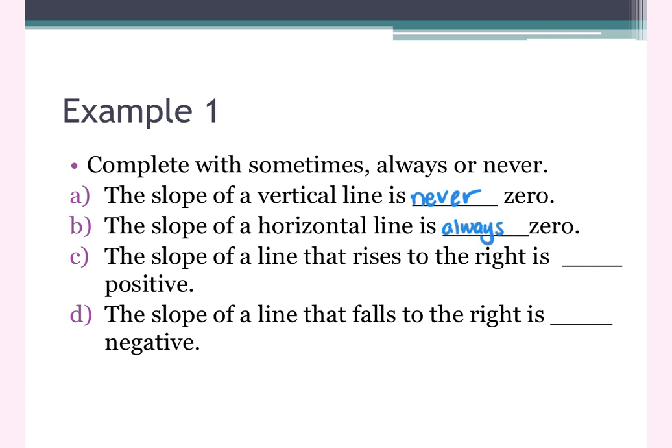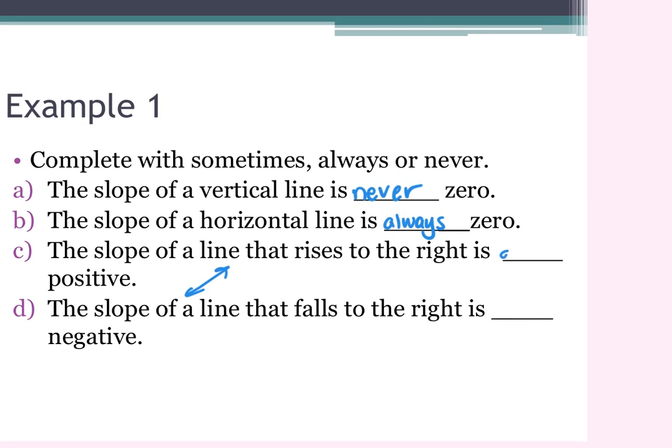C, the slope of a line that rises to the right is blank positive. It's always positive if it rises as you move to the right. And the slope of a line that falls to the right is always negative.